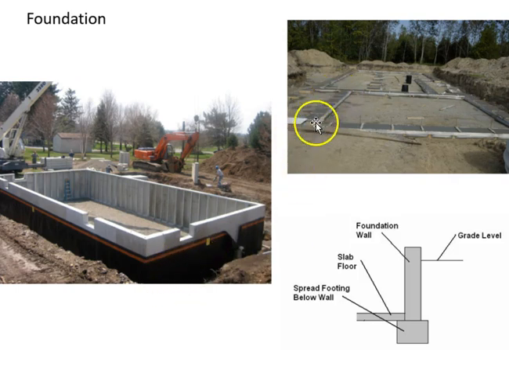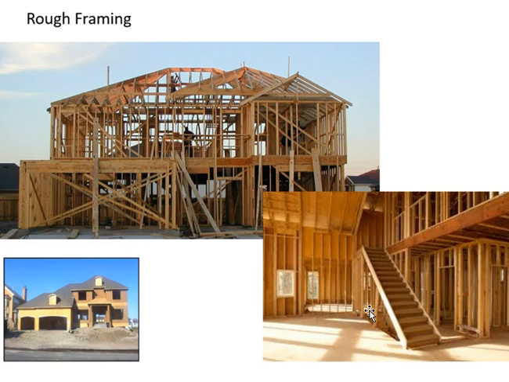Up here we see the footings. So there, footing in the detail, footings here, followed by the foundation wall, followed by the slab. But we're grouping it all together as the foundation. Rough framing follows. So this is the superstructure. This is above ground as opposed to substructure.